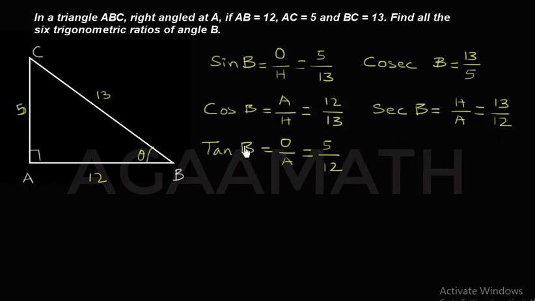And the reciprocal of tan B is cot B. So cot B is nothing but the reciprocal of this, that is adjacent by opposite, so it is equal to 12 by 5. So these are the 6 trigonometric ratios that we can find according to these given measurements.